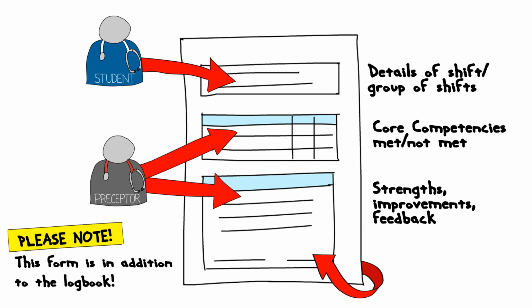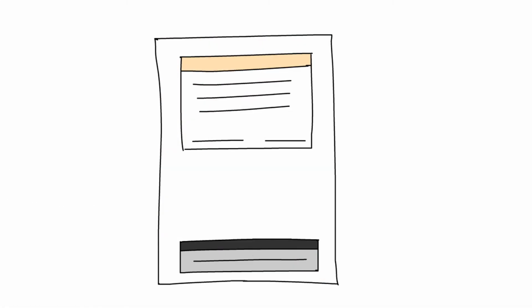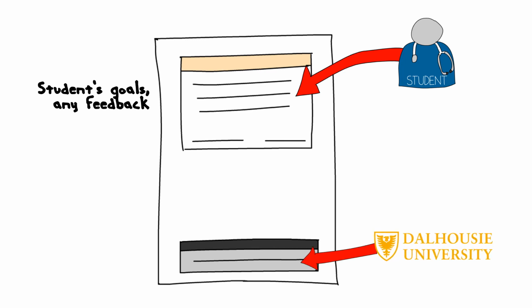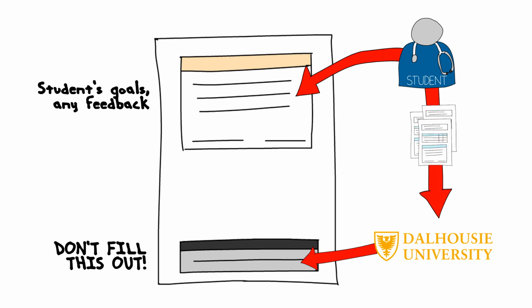Following this review, the student then fills out the Student Feedback Comments box on the back of the page, listing their goals and any feedback. The bottom of the back page is for school faculty only and should not be filled out by the preceptor or student. It's the responsibility of the student to send completed clinical evaluation forms to their professor of record.